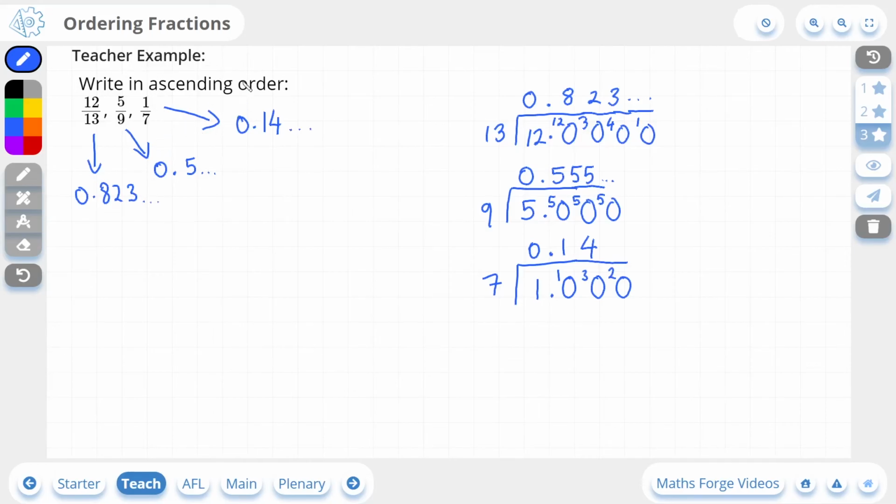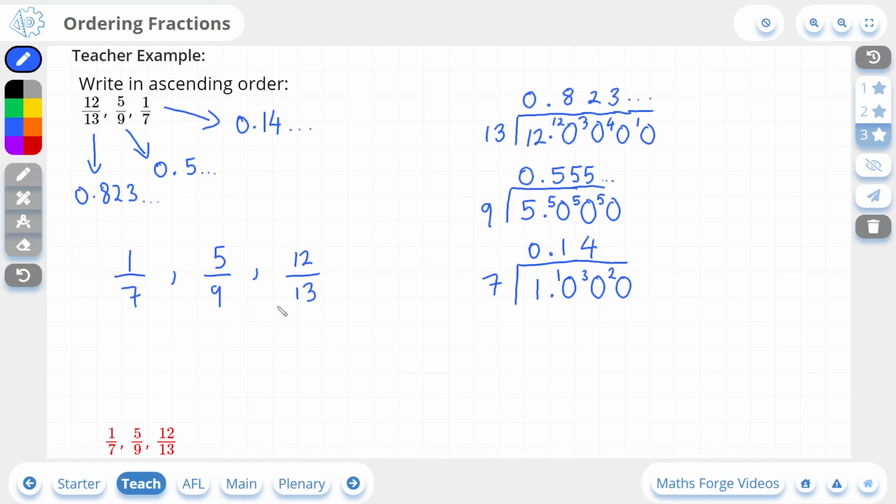Since we're writing it in ascending order, we're going to write the smallest first. So in this case, out of these three decimals, 0.14 is the smallest, which is 1 over 7. The next smallest fraction is going to be linked to 0.5, which is 5 over 9. And the largest fraction is going to be linked to 0.823, which is 12 over 13. And if we just check our answer, yes, you can see it's correct.